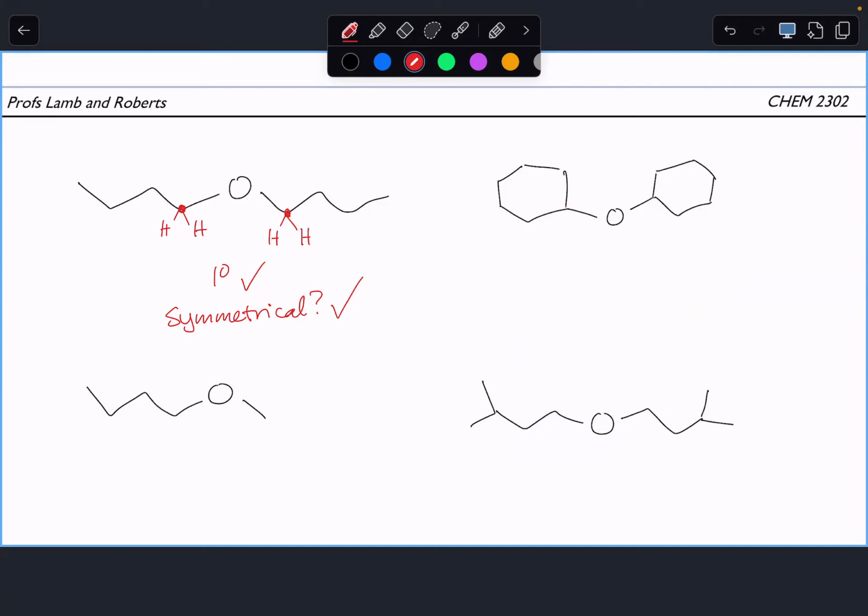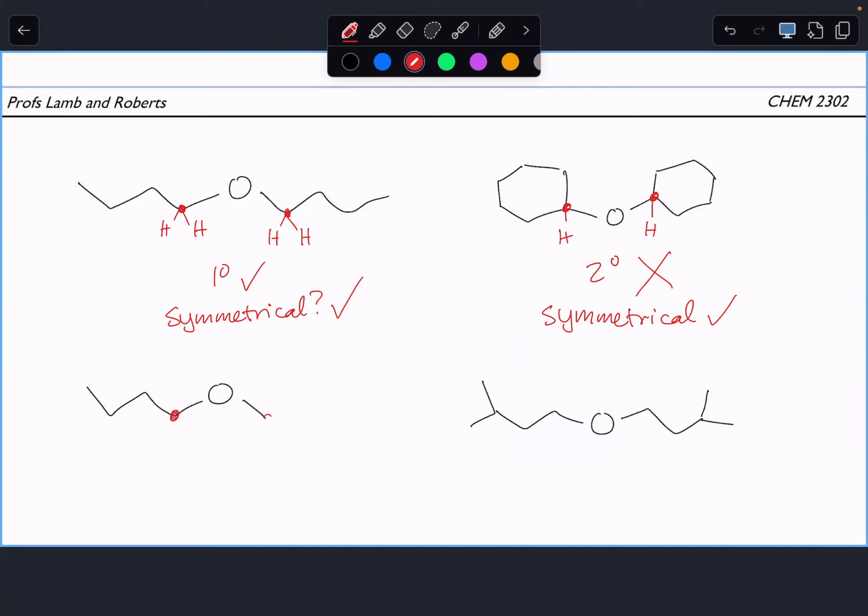The next one, here, there's only 1 hydrogen there, right? Carbon can't have more than 4 bonds. So these are secondary. Those would have to come from secondary alcohols. So that is not going to work. If you're only thinking about the symmetrical one, yes, this is symmetrical, but it's secondary, so you can't do it. Okay? So you have to look at both of those criteria.